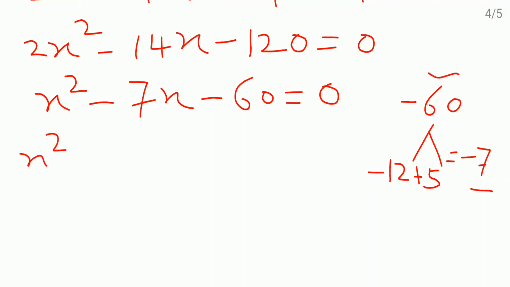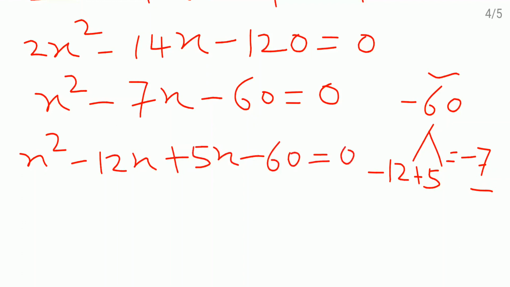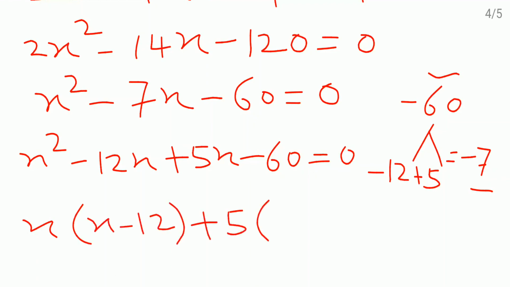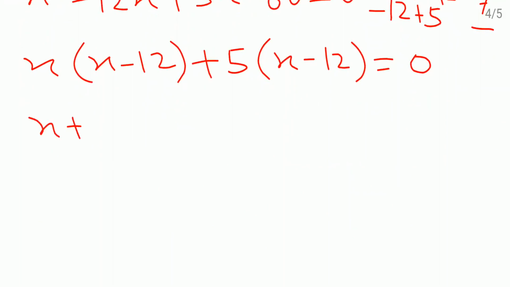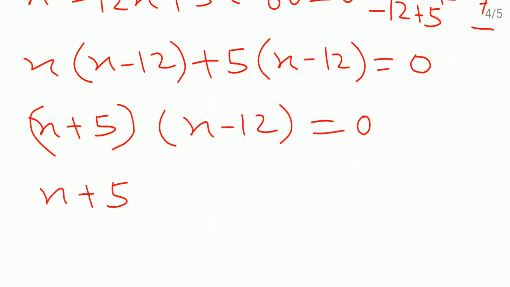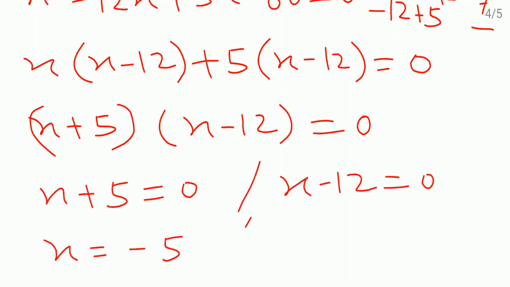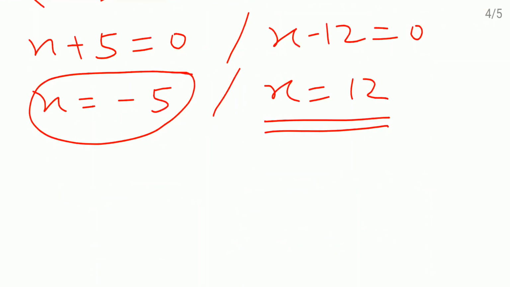So here I'll write down x square minus 12x plus 5x minus 60, which is equal to 0. See, from the first two terms we'll take x common, x minus 12 plus. Now 5 I will take common, x minus 12, which is equal to 0. Now x plus 5 in one bracket, x minus 12 in the another bracket. x plus 5 equal to 0 or x minus 12 equal to 0. x is equal to minus 5 and x is equal to 12. As x is negative, therefore this value is invalid and this value is valid, right?